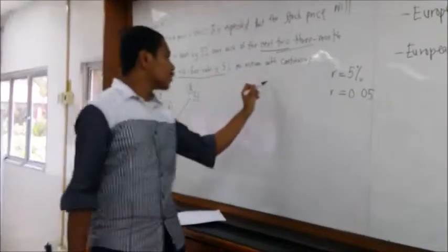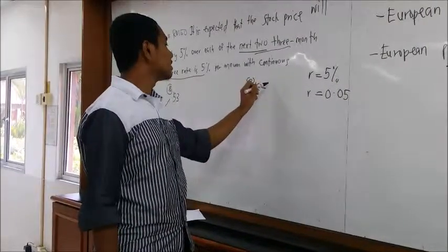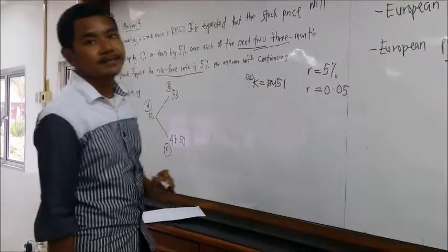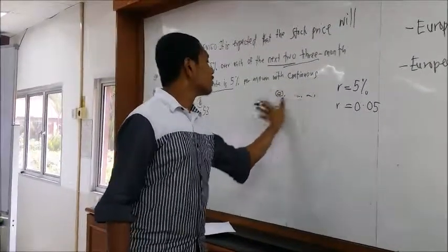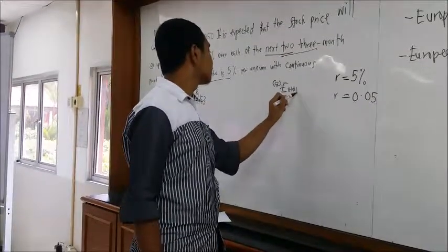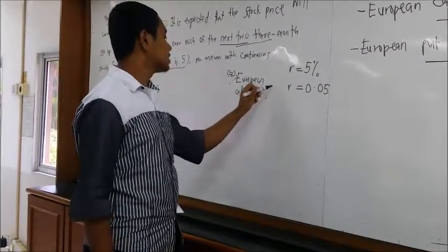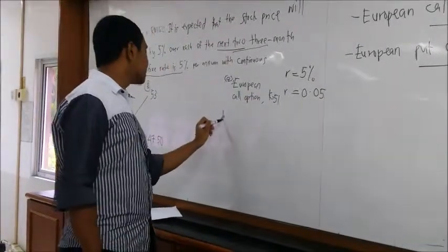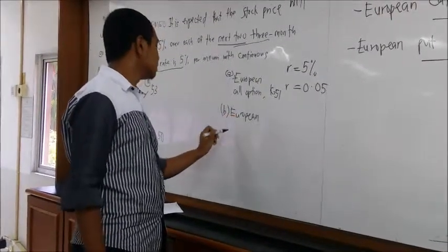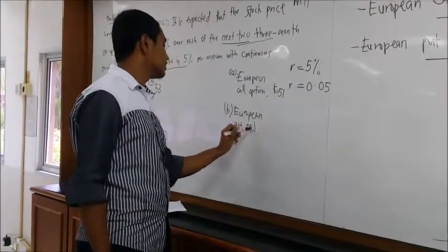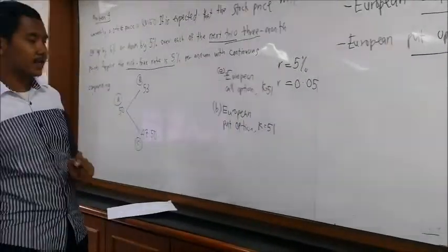For question A, the strike price, which is K, was given as RM 51, and this is A for the European call option, where K equals 51. For question B, which is the European put option, the strike price is also given, which is 51 ringgit.